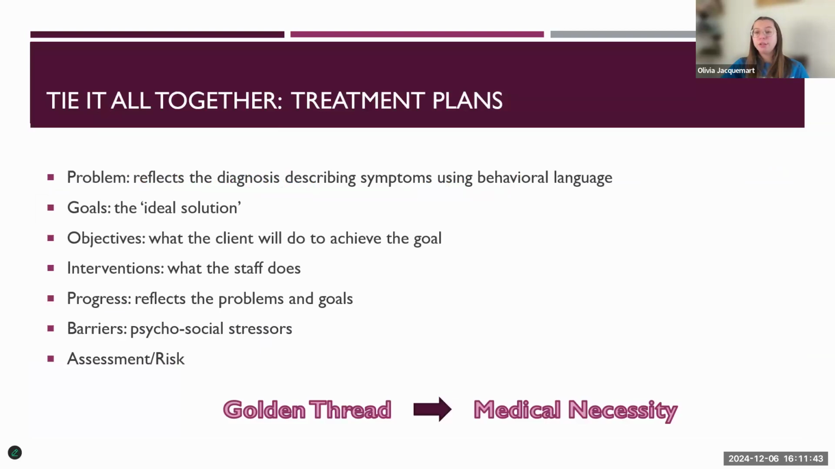And just remember, we need to tie everything together using that golden thread. So when we have the golden thread, we have medical necessity. We are looking for the problem. It reflects the diagnosis, describing symptoms using behavioral language; goals, the ideal solution; objectives, what the client will do to achieve the goal; interventions, what the staff does, what you're actually implementing; the progress reflects the problems and goals; the barriers, if they're biopsychosocial stressors; and any assessments of risk.